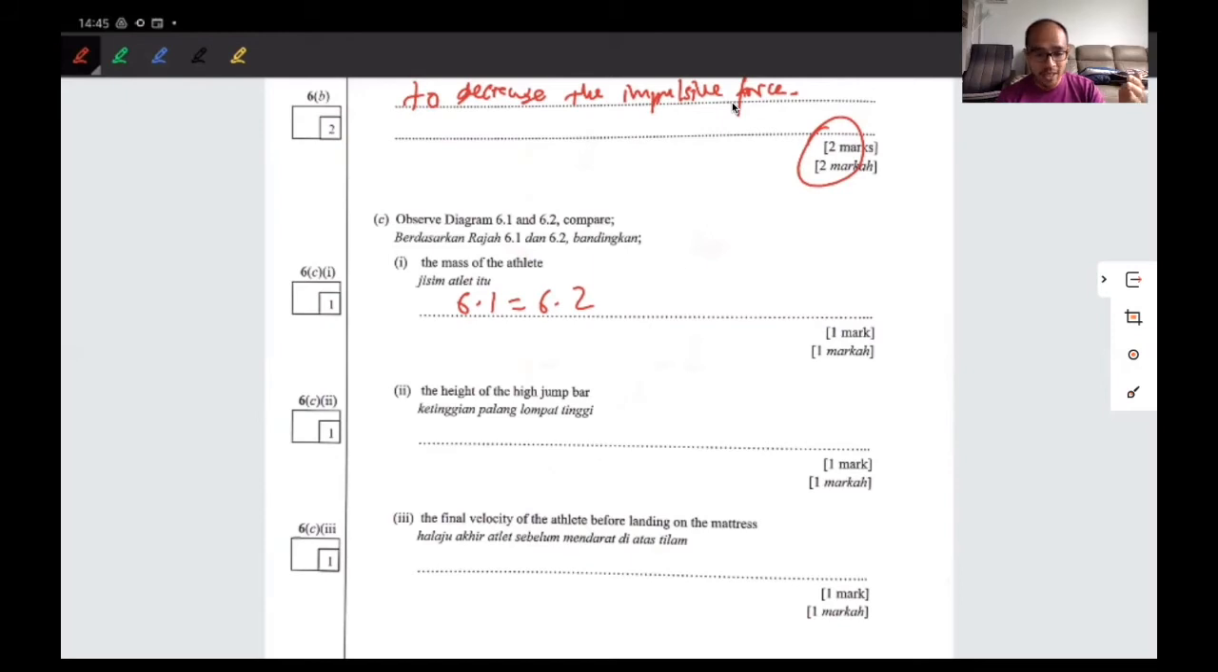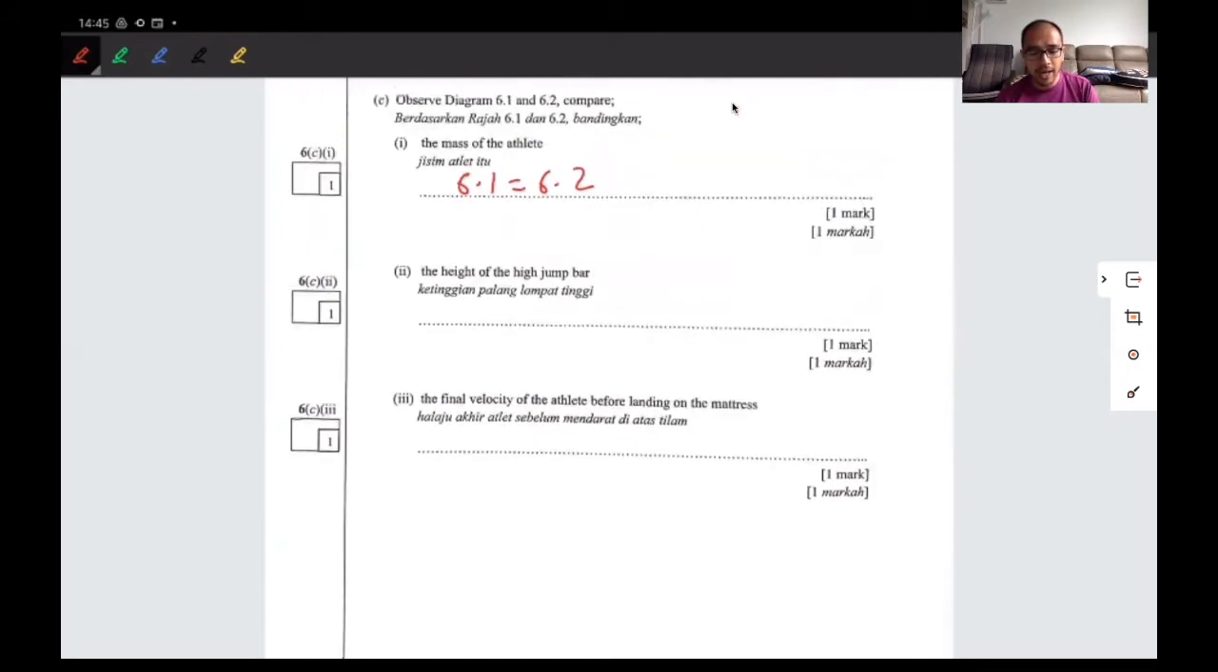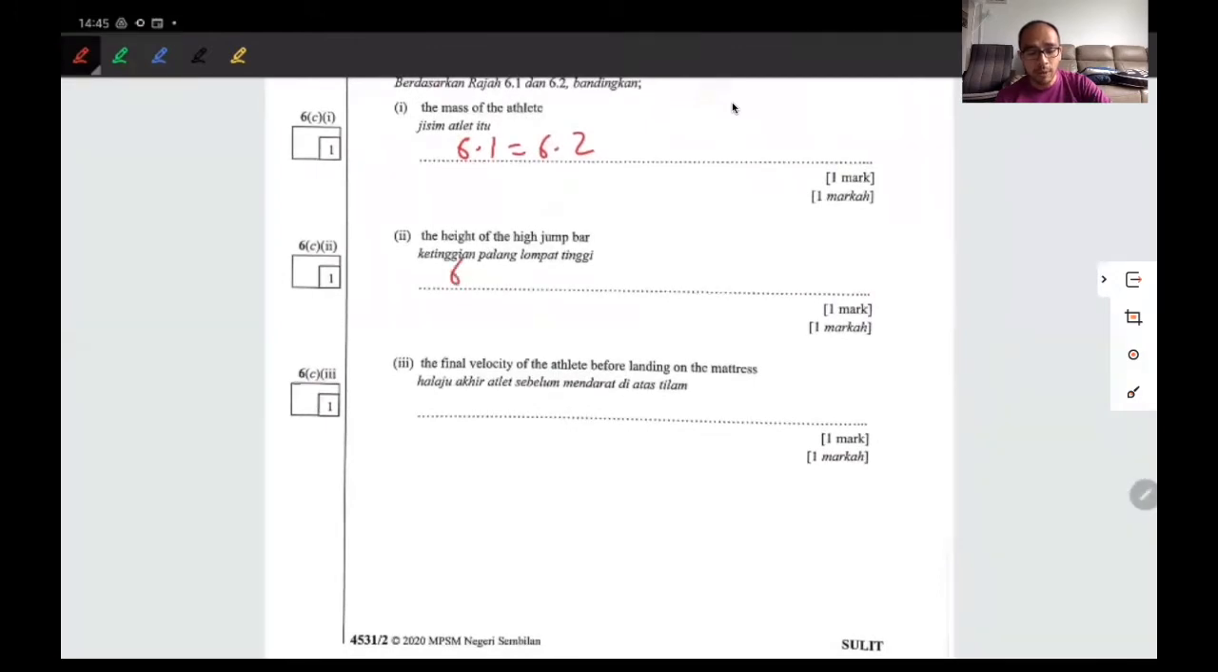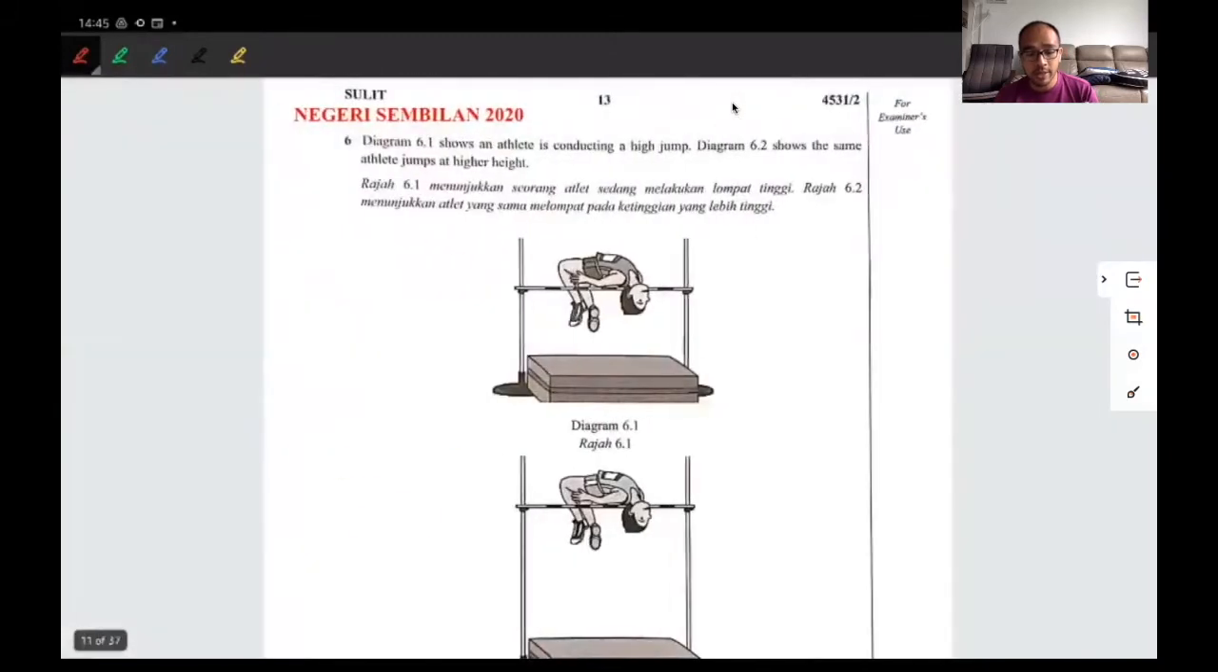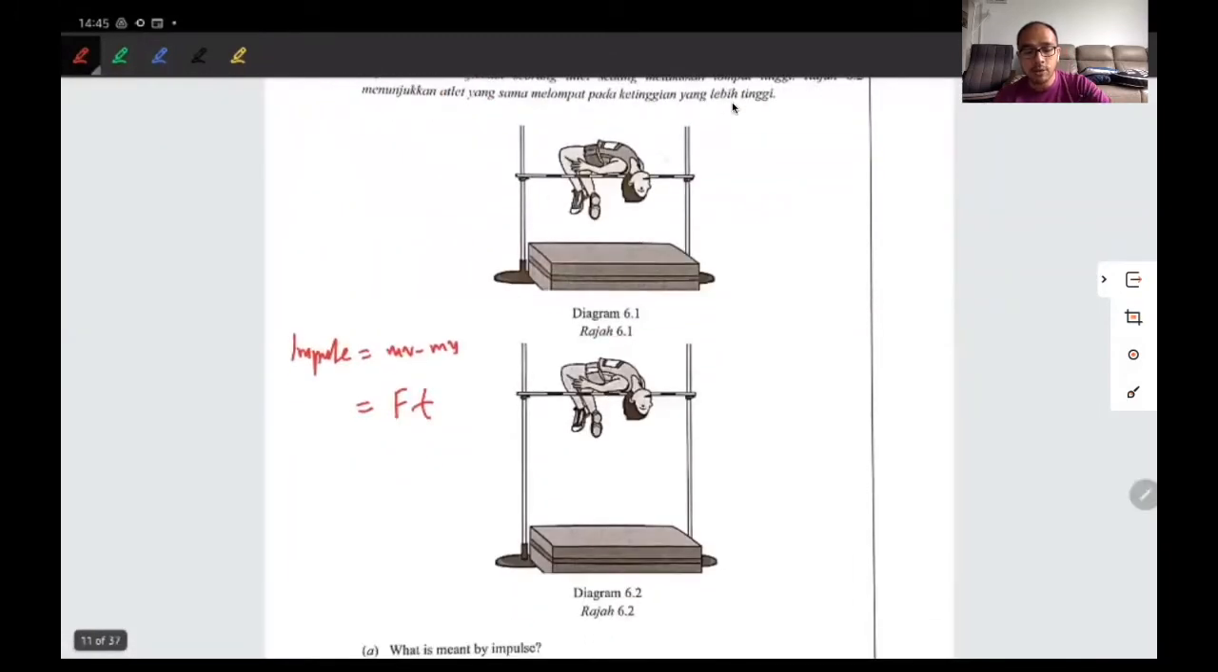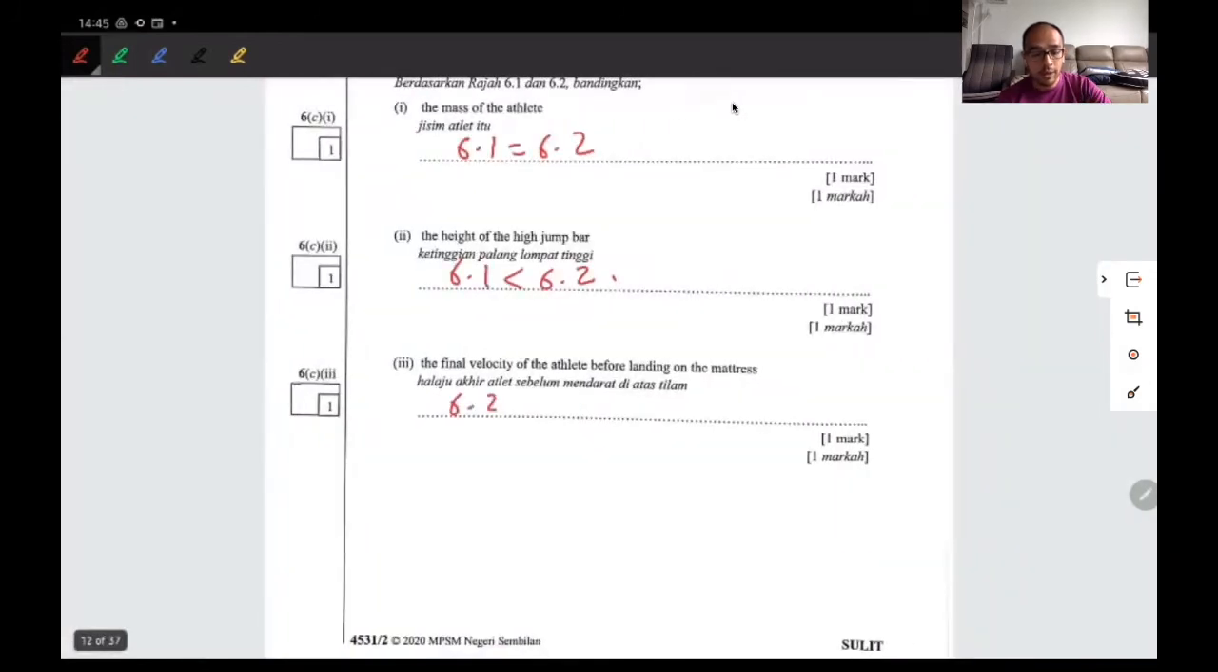So the height of the high jump bar, 6.1 is smaller than 6.2. Otherwise, 6.2 is bigger than 6.1. Either way also can. Next, the final velocity of the athlete before landing on the mattress. Now take a look logically. This guy has a higher place to cover, so obviously the final velocity just before landing will be higher. So 6.2 will have a bigger velocity than 6.1.